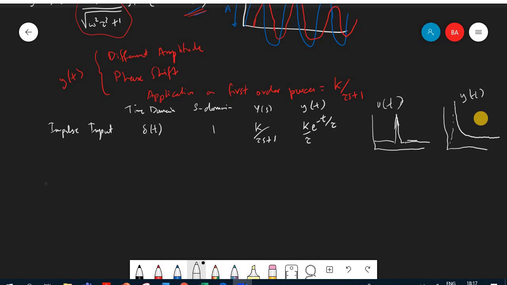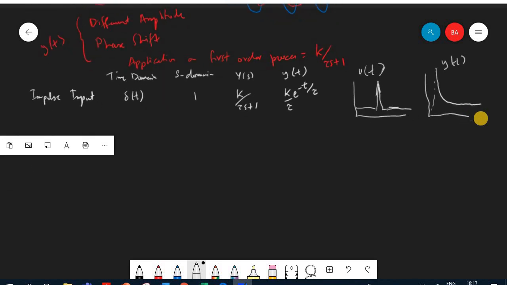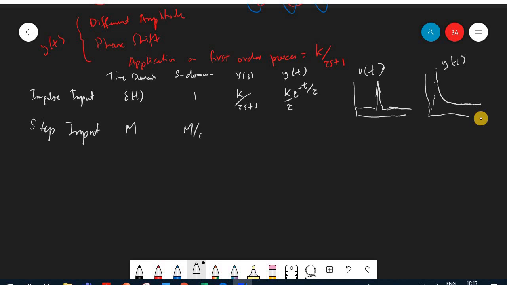And if we go for a step input, my step input looks in the time domain as m, and in the S domain it will be m over s. If I multiply that, it will be km over tau s plus 1. When I found y of t, the answer was km into 1 minus e to the power minus t over tau.